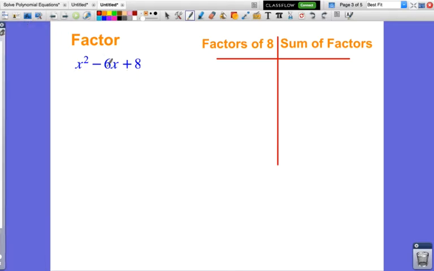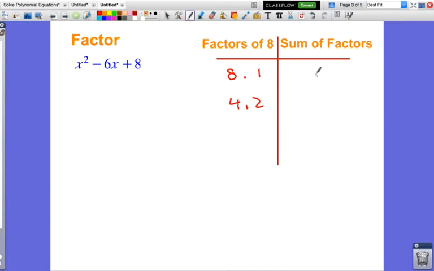But if we notice, this has a negative now. So now when I'm checking the sums, I want to make sure my sum is going to equal a negative 6 instead of a positive 6. So the first thing I need to do is find my factors of 8. Factors of 8, I have 8 and 1. I have 4 and 2. And I think that's it.